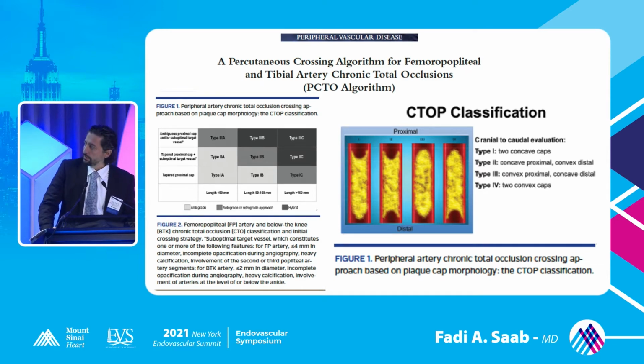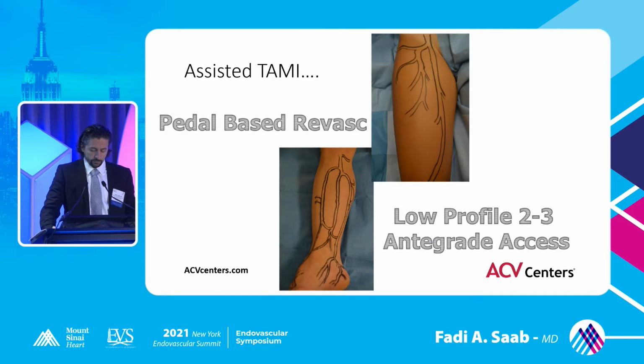I showed this slide before. Let's see what happens when it comes to CTOs. We try to follow a process with the CTOP classification. Believe it or not, the biggest predictors for patients requiring another access are two things: calcifications, where severe calcifications are 8 times more likely to require an additional access, and longer lesions. Every 10 centimeters increases the odds ratio of obtaining another access by 1.7. So keep that in mind.